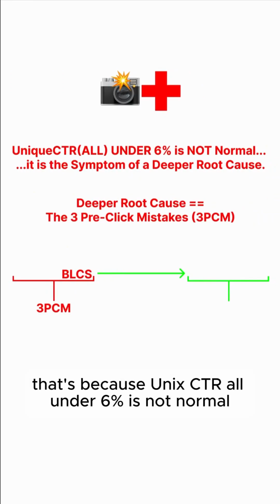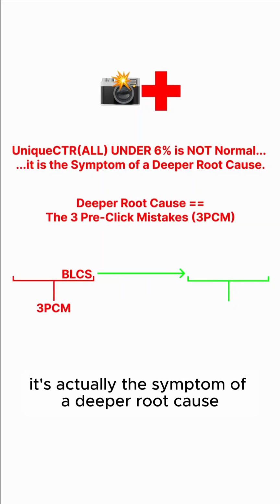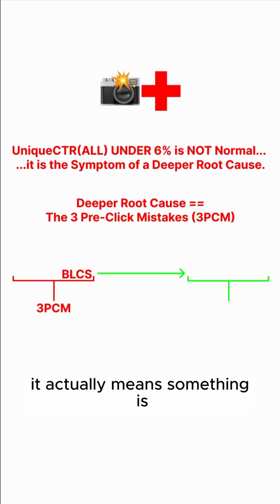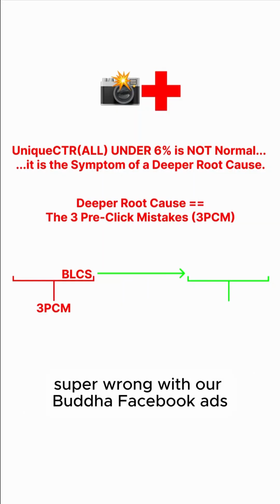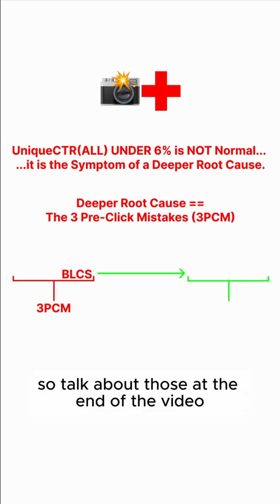That's because unique CTR under 6% is not normal. It's common, but it's not normal. It's actually the symptom of a deeper root cause. It actually means something is super wrong with our boudoir Facebook ads. And the deeper root cause are the 3 pre-click mistakes. So we'll talk about those at the end of the video.